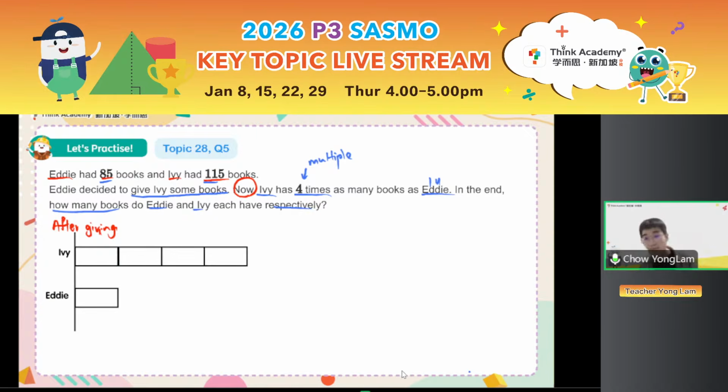But then what other information can we label? Should I label the sum or label the difference? Everyone, please type in your chat. Give me your ideas. Do I label the sum or the difference? Okay, the hint here is Eddie gave Ivy some books. I only give the books to each other. Do I use the sum or the difference?